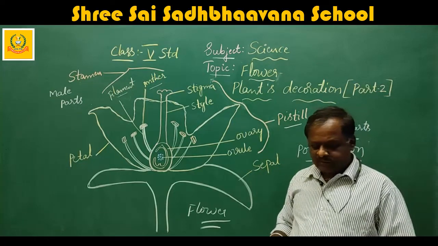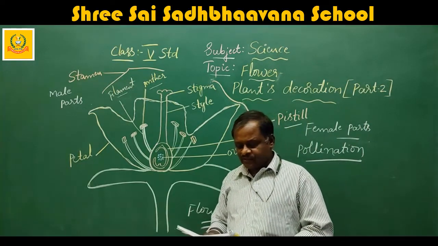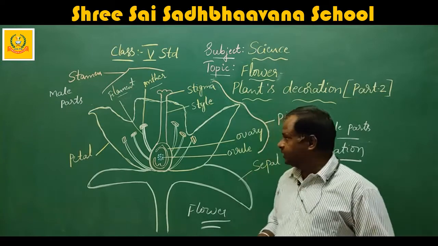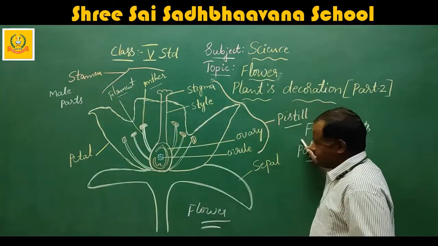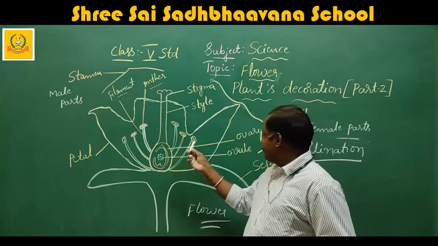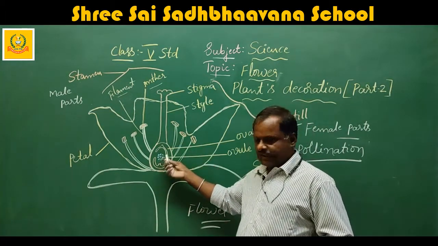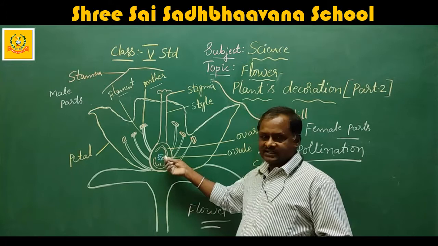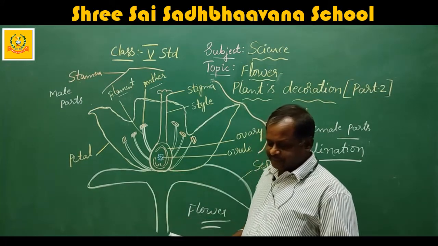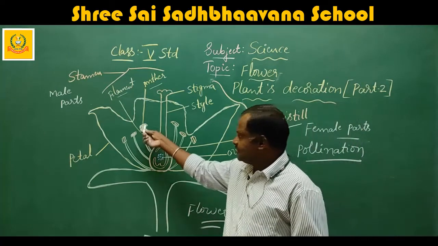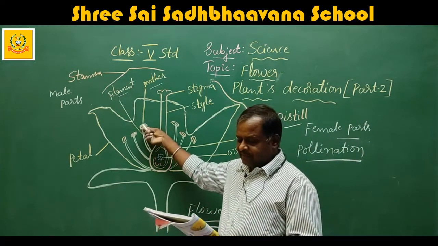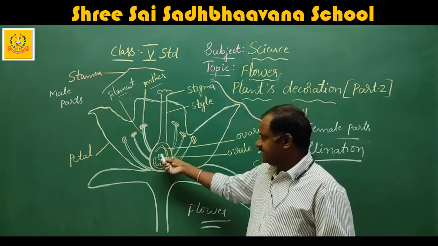Plants need both male parts and female parts to make a new seed. That means it needs male parts as well as female parts to produce the fruit as well as the seed. The male part of a flower makes the pollen. The female part of the flower makes the eggs.